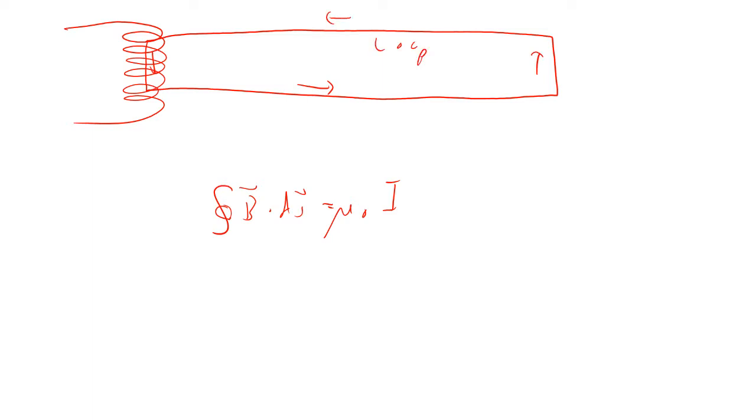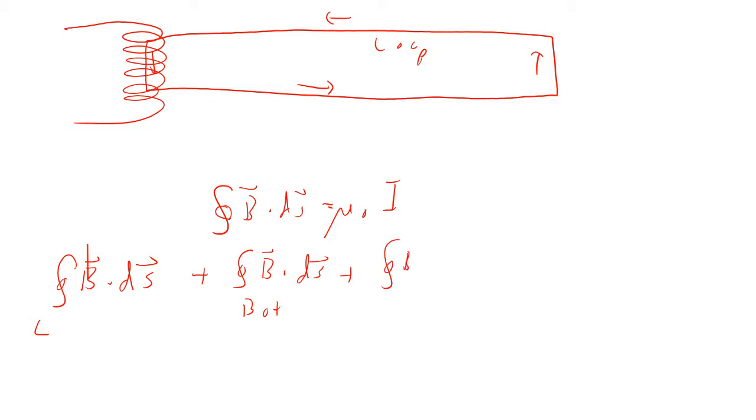And so that means my integral now becomes a little more complicated. It's the integral of B dot ds on the left-hand side, plus the integral of B dot ds on the bottom, plus the integral of B dot ds on the right-hand side, plus the integral of B dot ds on the top, is equal to mu naught I. Now, the integral of B dot ds right here.